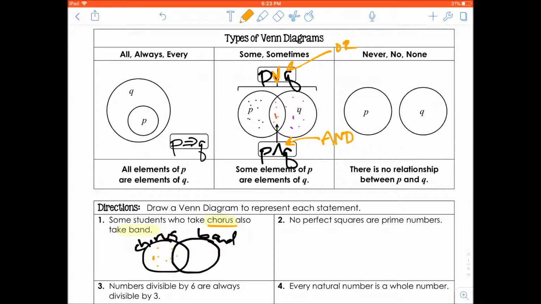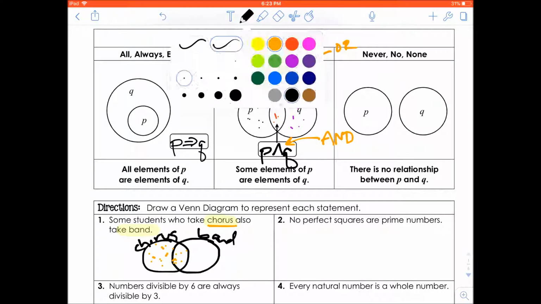If I add all my orange people in the chorus circle, guess what? Some of them ended up in the band circle. Let's get rid of those orange people. Oh no, I like those orange people. So some of them ended up in the band, but not all of them. Okay, let's go on to the next one.